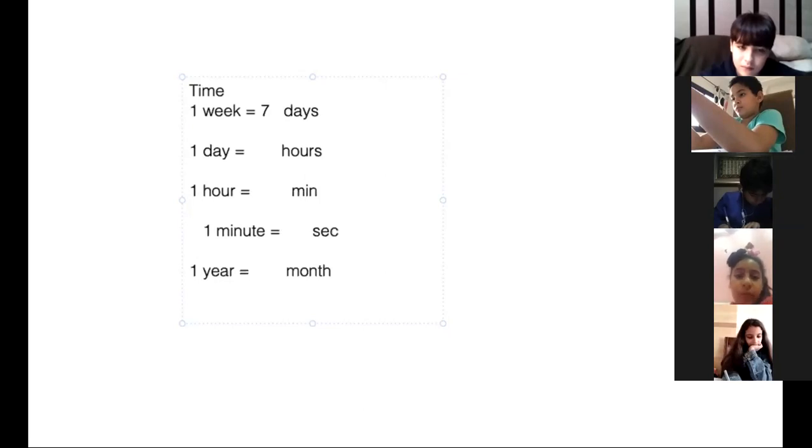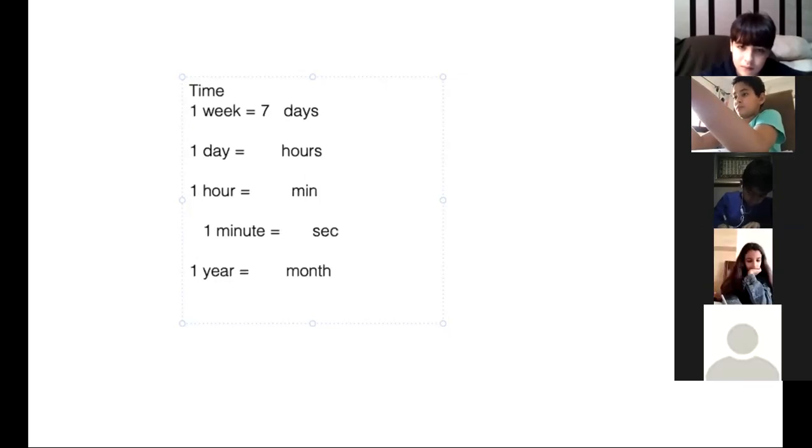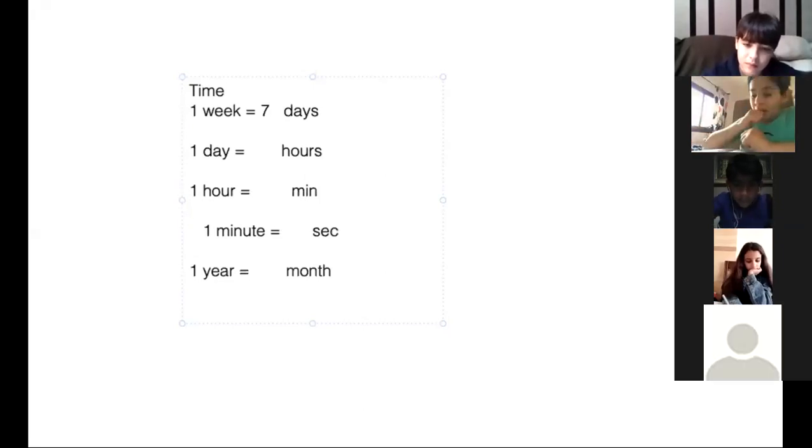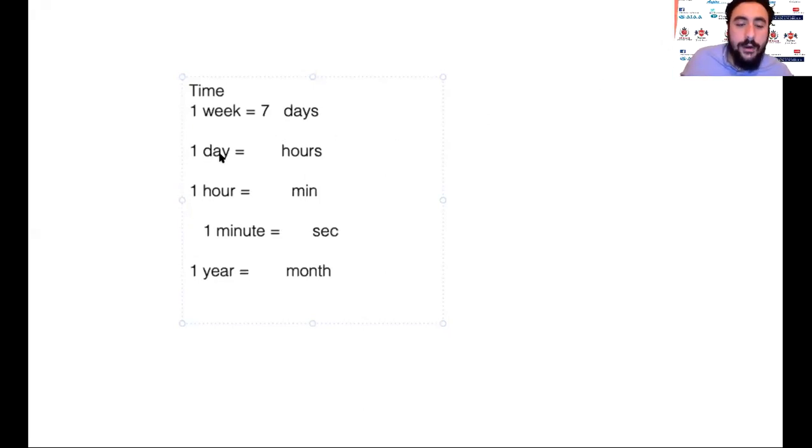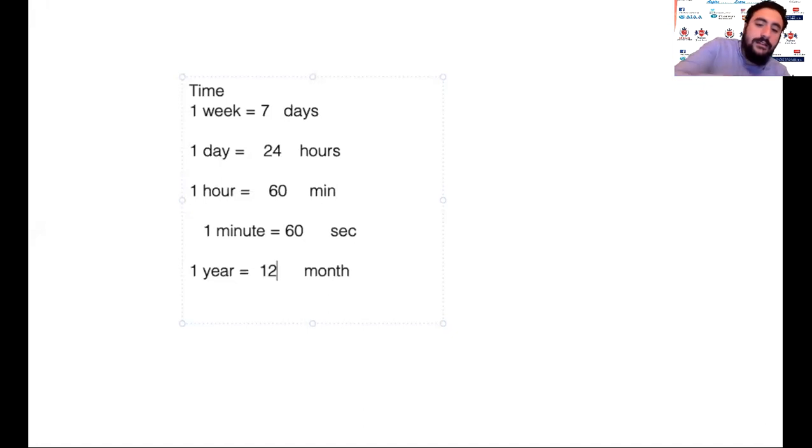So let me take Yusuf Ibrahim. Yes, Yusuf. Okay, Yusuf, what about 1 day equals how many hours? 24 hours. What about 1 hour equals how many minutes? 60 minutes. What about 1 minute equals how many seconds? 60 seconds. What about 1 year equals how many months? 12 months. Yeah, it's going to be 12 months.